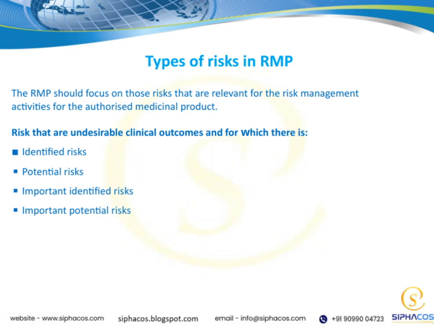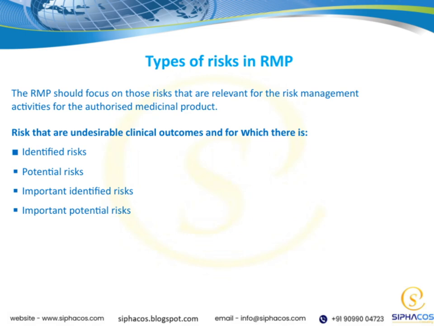potential risks, which are suspected but not yet confirmed; important identified risks, meaning those that have a significant impact on safety; and important potential risks, which are risks that could become significant if they were to occur. Understanding these categories helps us prioritize our risk management activities. The goal is to ensure that our efforts are aligned with the most critical safety concerns, whether they are already recognized or need further monitoring.